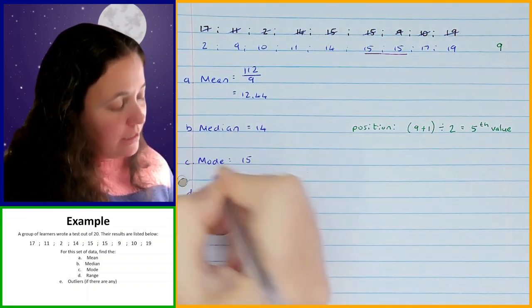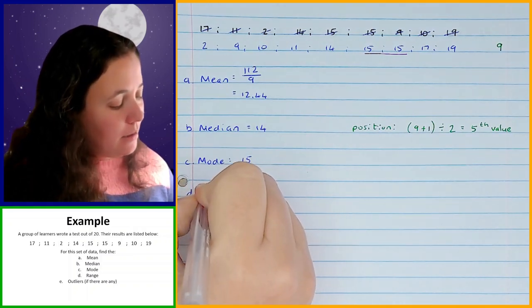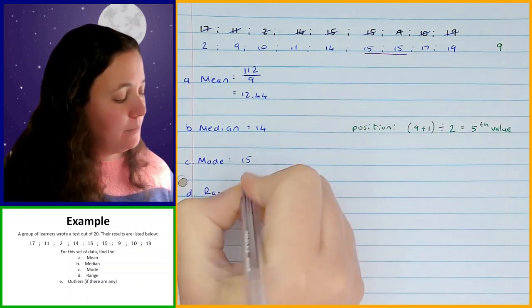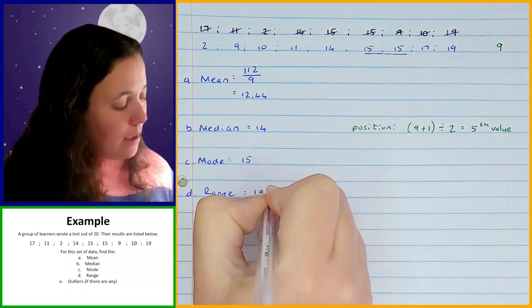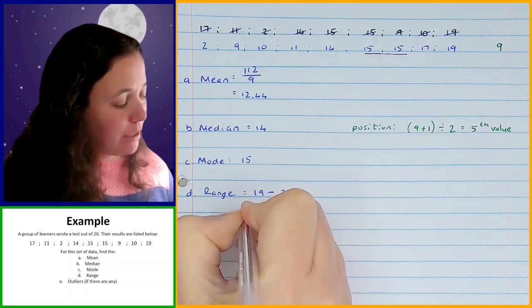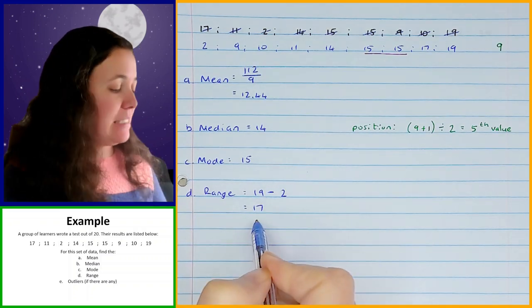Then question D, for the range, I'm going to take the highest value, which is over here, the 19, minus the lowest value, which is the 2, the maximum minus the minimum, and that gives me 17. So the range for this example is 17.